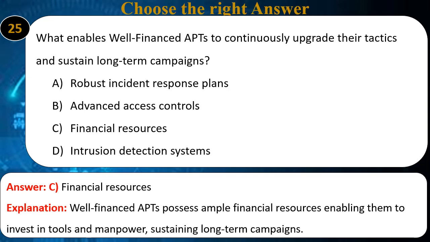APTs need to maintain a large infrastructure, including servers, command and control systems, and malware development tools. Financial resources are essential for keeping this infrastructure operational. Therefore, while all of the options listed can play a role in the success of an APT, financial resources are the most critical factor in enabling them to continuously upgrade their tactics and sustain long-term campaigns.